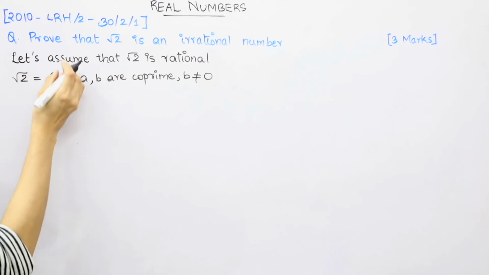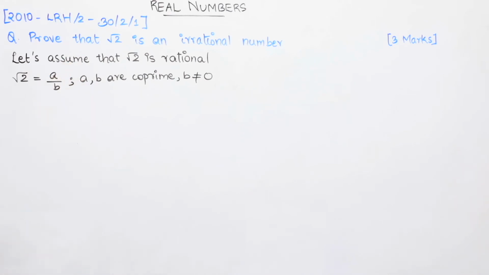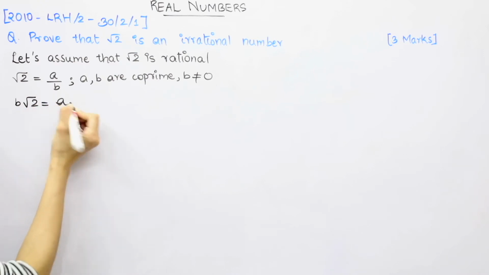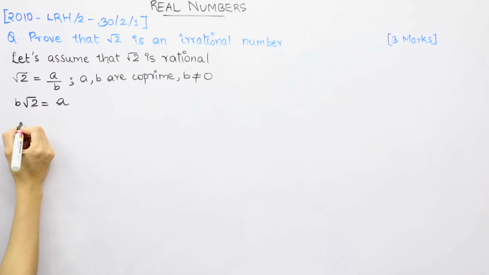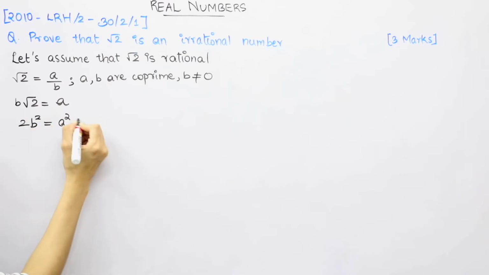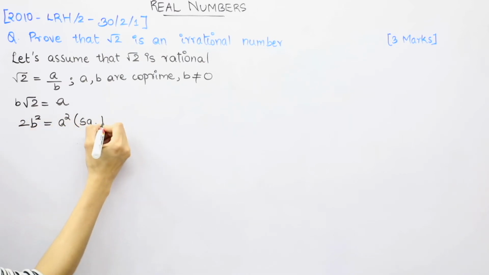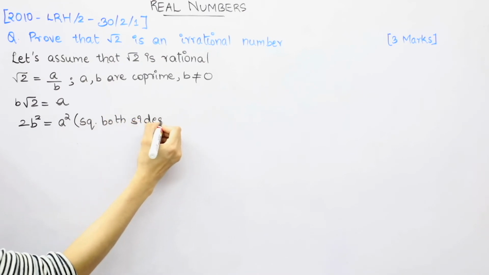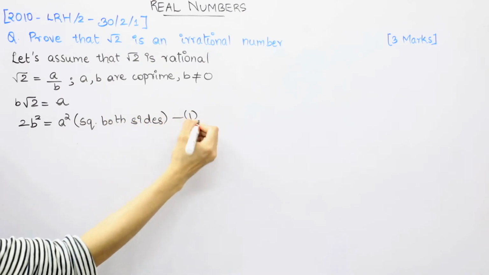So we've expressed root 2 as a fraction of co-primes and therefore a and b do not have any common factors. Now let's take b to the other side. We get b root 2 is equal to a. Now let's square both sides. So we get 2b square is equal to a square by squaring both sides. And this is our equation 1.